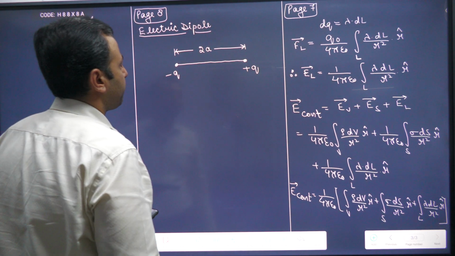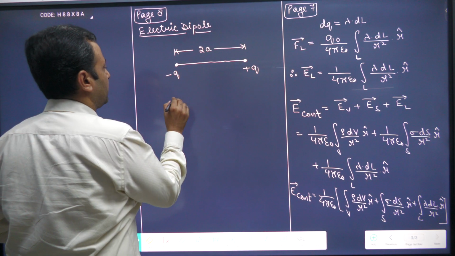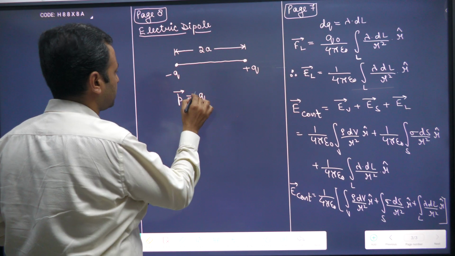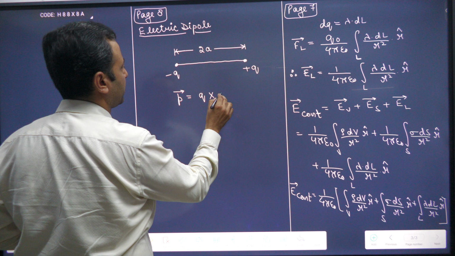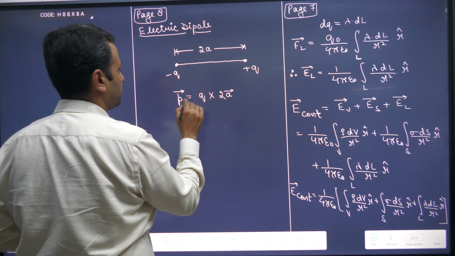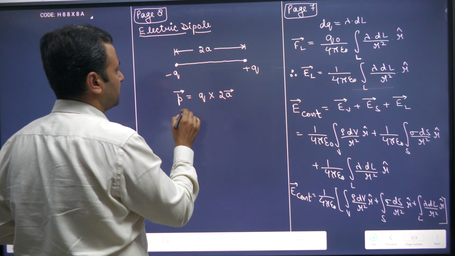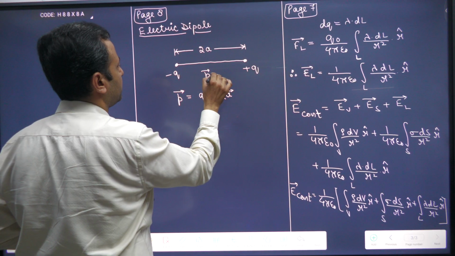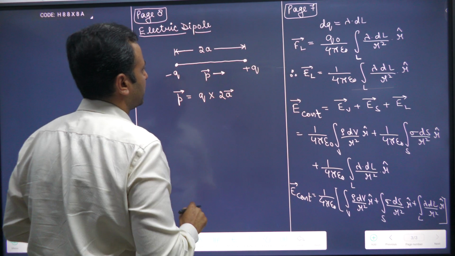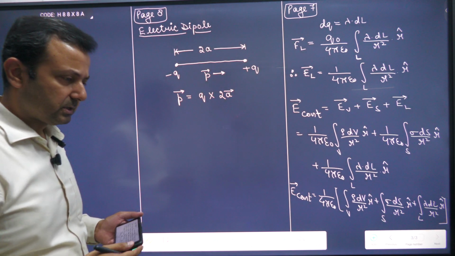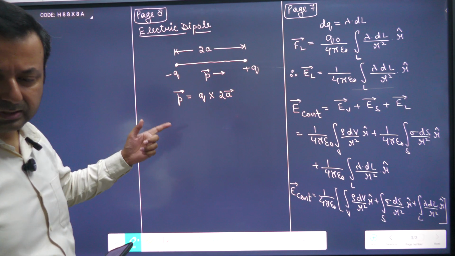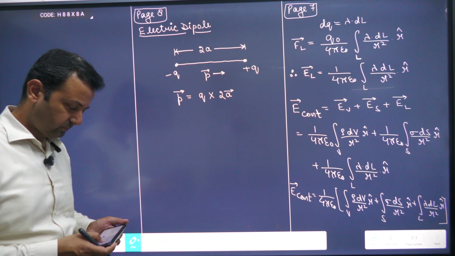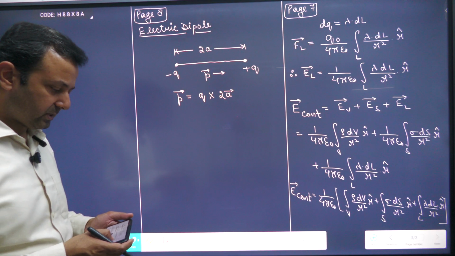All right, and dipole moment p vector is equal to q, where q is a scalar quantity, so we cannot put a vector sign on that, multiplied by 2a vector. So q multiplied by 2a vector is the dipole moment. The direction of the dipole moment is from the negative to the positive charge. Is this clear? I think we have discussed it earlier also. Okay, so let's do it in detail with the chapter also.